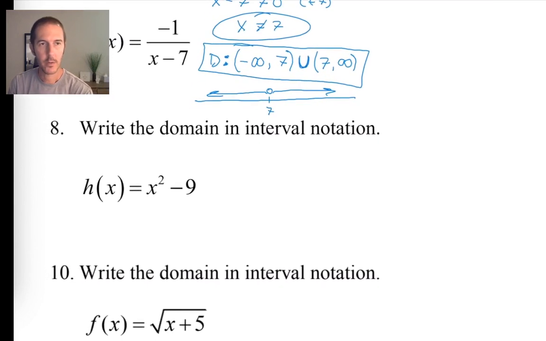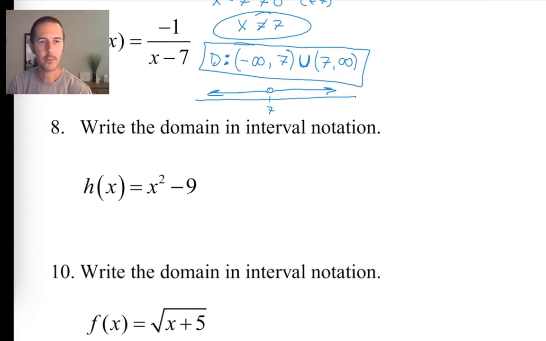Let's keep going vertically here. What about number 8? Write the domain in interval notation. This function, notice, is called h, so we've got functions of different names. h of x is equal to x squared minus 9. Is there any danger of division by 0 in this function? I don't see any division at all, so I don't have to worry about that.